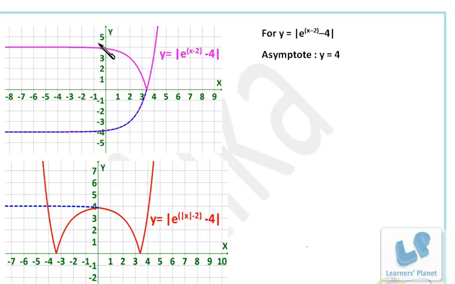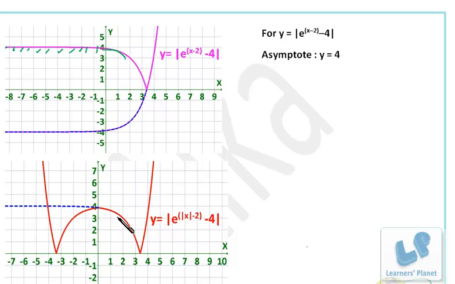After that what we have to do, we have to eliminate the part that is on the left hand side of the y-axis, that means this part will be eliminated, and then the remaining part is this. This is the remaining part, and we have to take the mirror image of this part. So finally the graph will look like this, right?